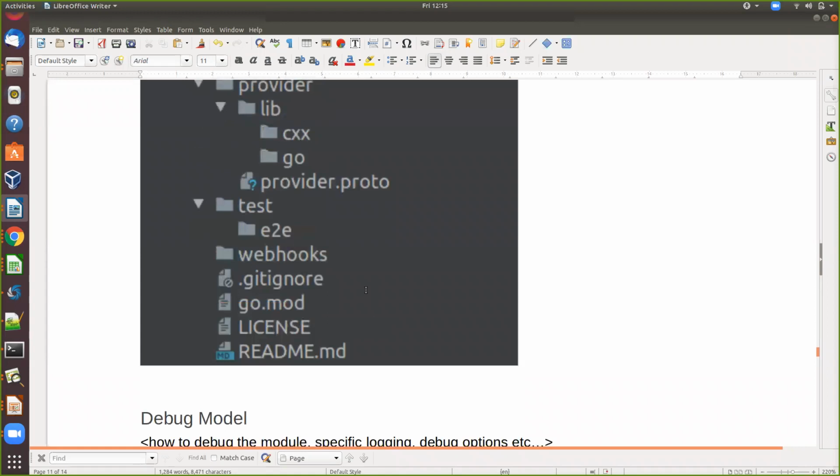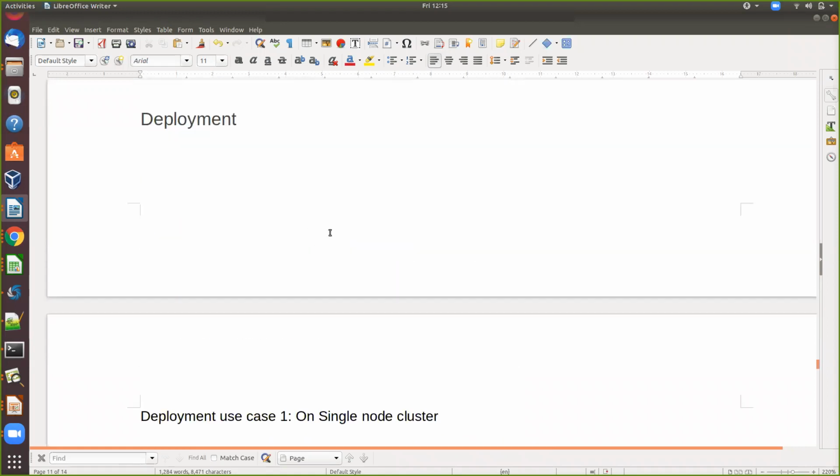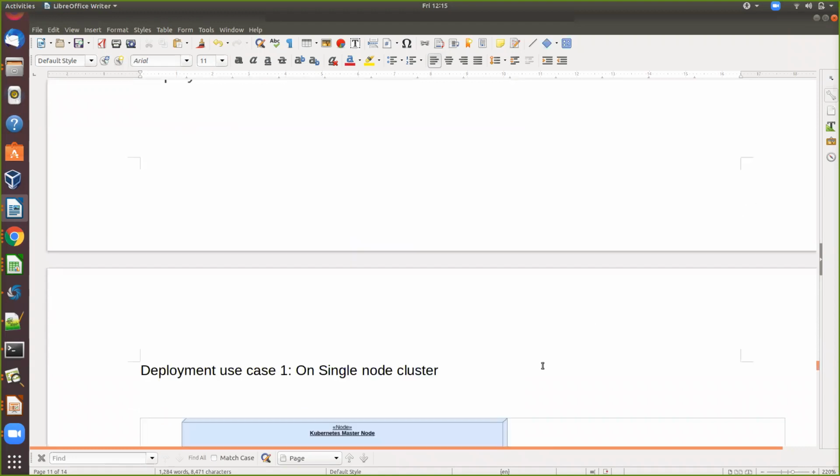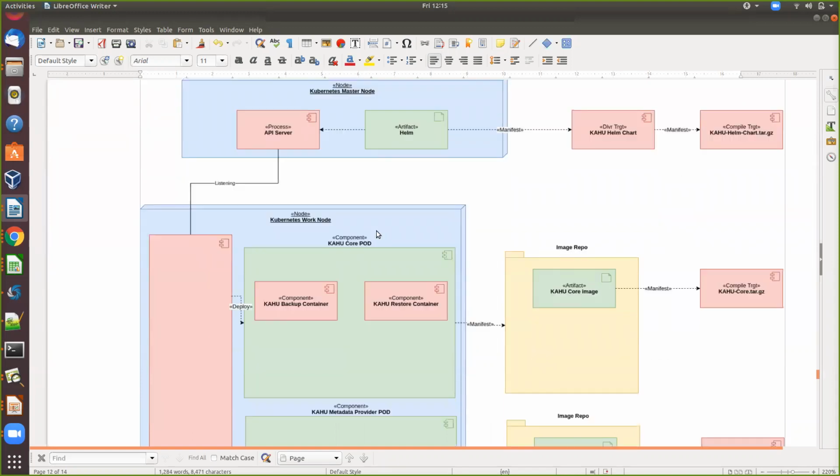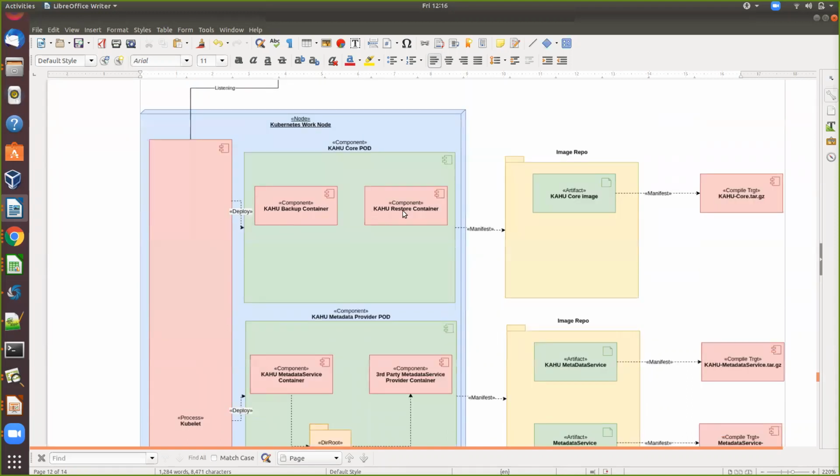And one piece of information is about the deployment. Based on the current analysis and the current modules we have in hand, we have identified how we can deploy some reference deployments for Kaho. This is an example of a single node cluster, where you have a master node and one worker node. So how can we deploy our service? First, we want to deploy our core services, which are backup and restore. One mechanism is to deploy them as two individual containers, or they can be merged together and built as a single image and single container.